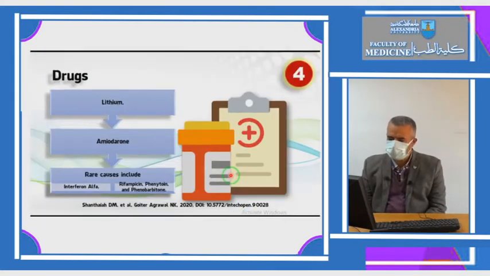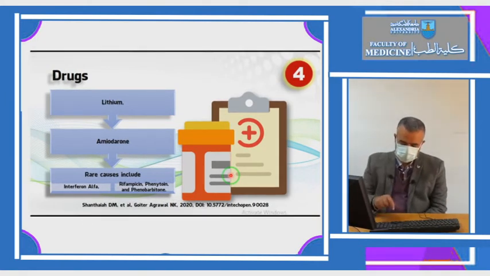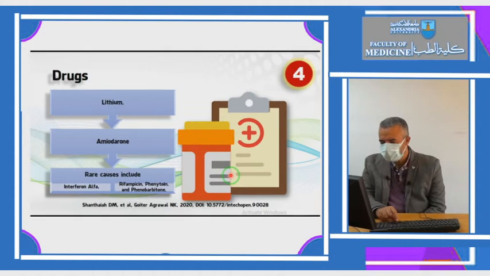The fourth cause of goiter would be drugs. The most famous examples would be lithium and imidazole. However, other rare causes include interferon alpha, which was used to treat chronic HCV a number of years back, and also rifampicin, phenytoin, and phenobarbital, which are known to accelerate the clearance of levothyroxine or thyroxine from the circulation.